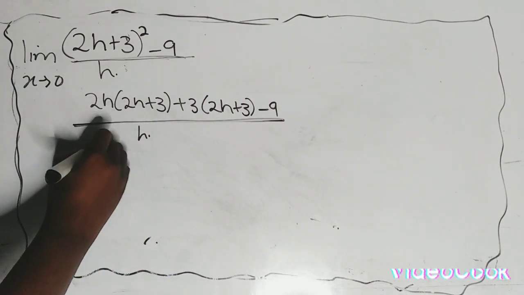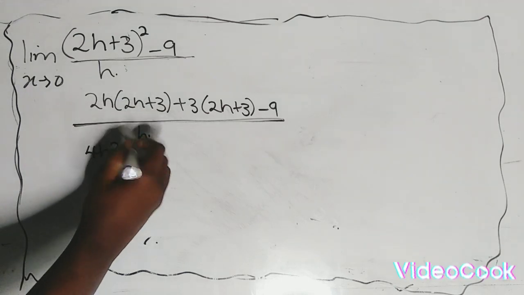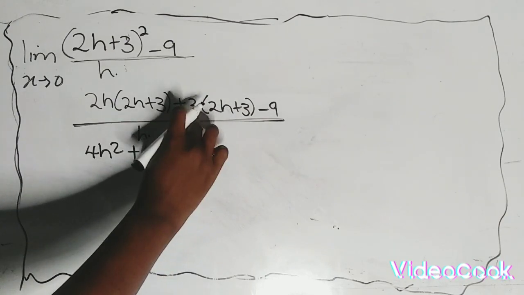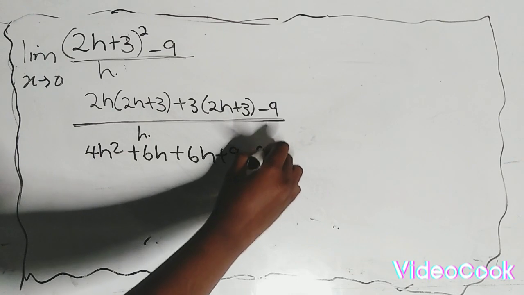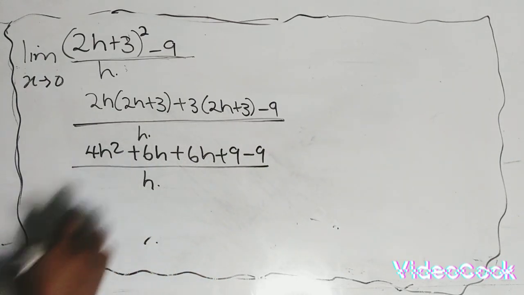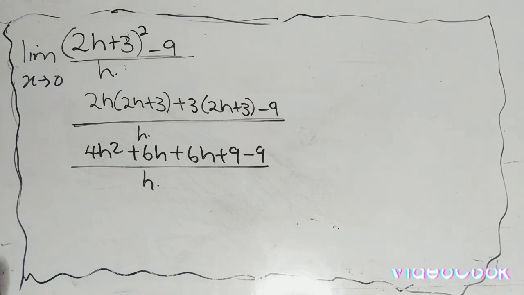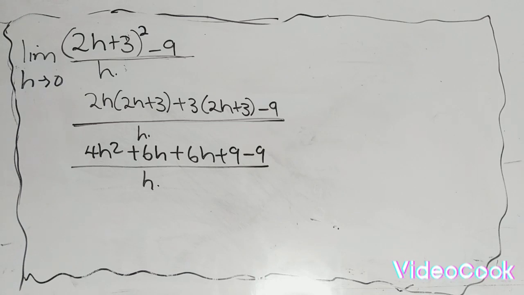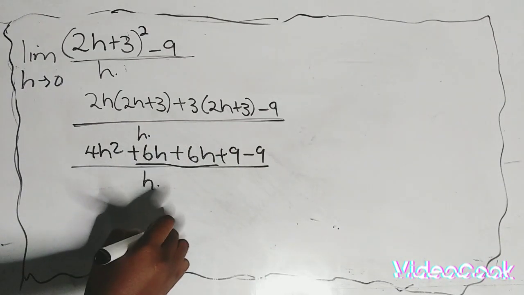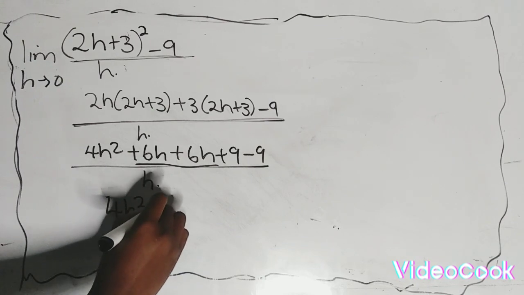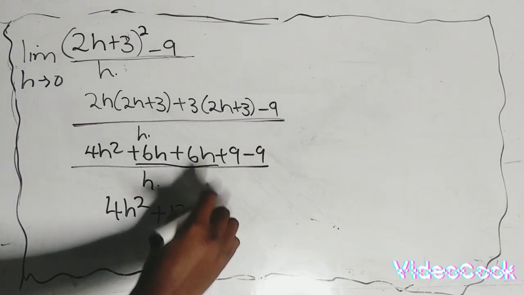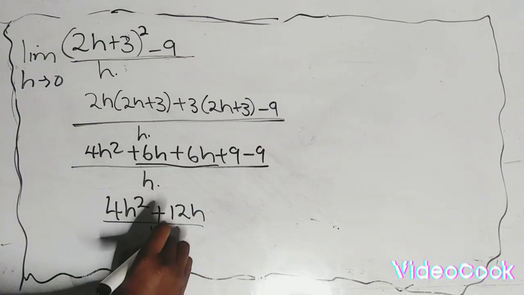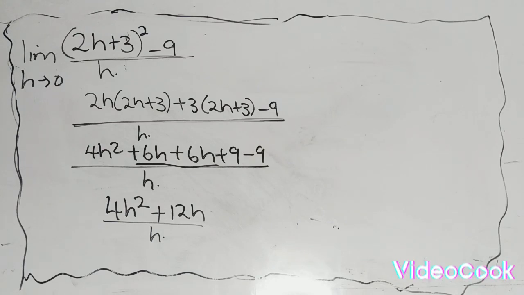And 2h times 2h, we get 4h squared. 2h times 3, we get 6h. 3 times 2h, it's another 6h. 3 times 3, it's a 9. And then minus a 9, all divided by h. Here I wrote x instead of h, right? Everything is in terms of h on this one. So 6h plus 6h is 12h. So this then becomes 4h squared plus 12h. 9 minus 9 is a 0. All divided by h.